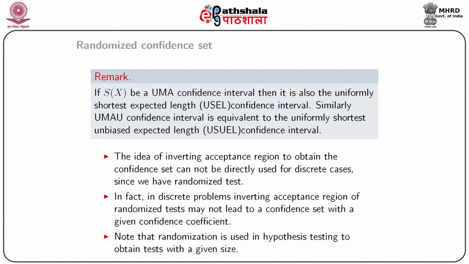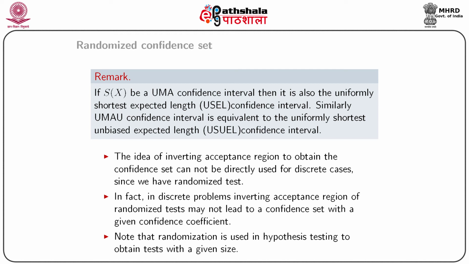Thus we have seen that if S(x) is a UMA confidence interval, then it is also the uniformly shortest expected length (USEL) confidence interval. Similarly, a UMAU confidence interval is equivalent to the uniformly shortest unbiased expected length (USUEL) confidence interval.